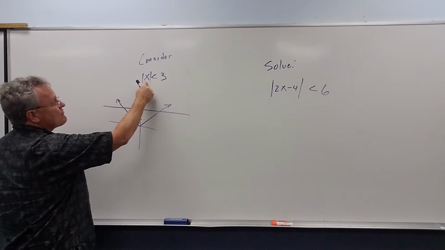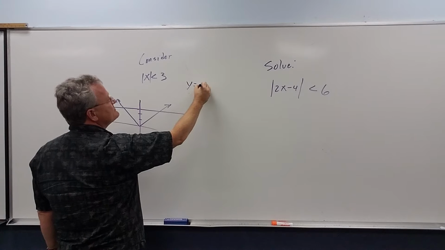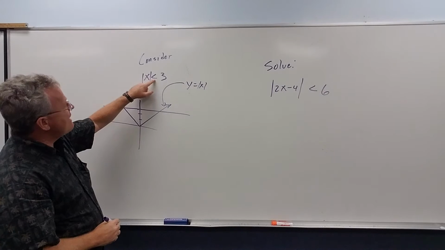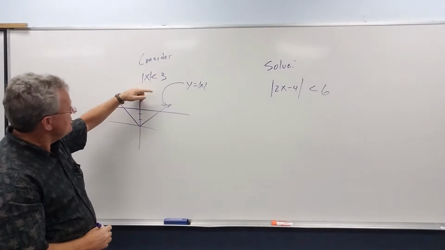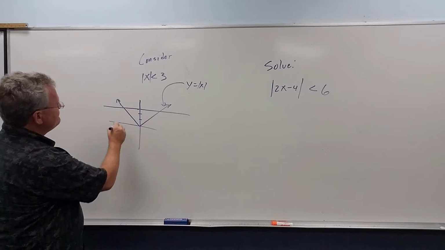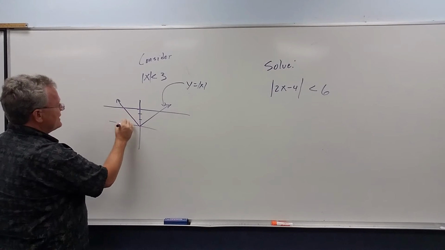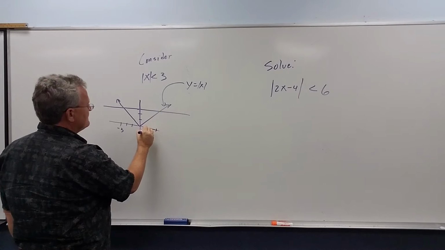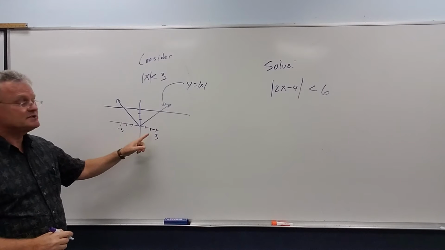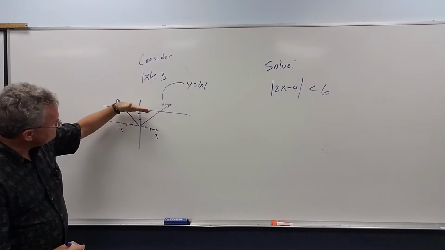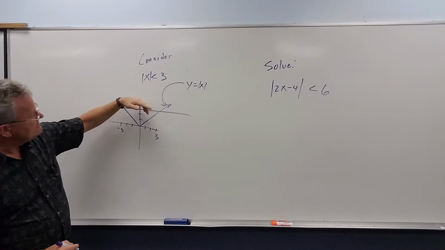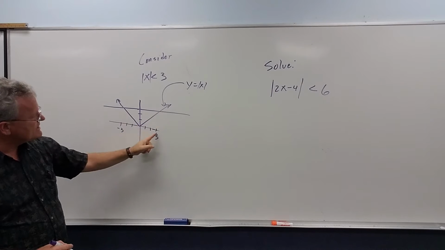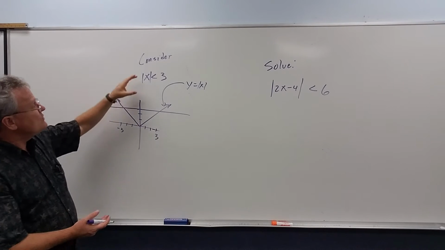Notice the graph of y equals the absolute value of x. That's this graph right here. When is that graph below, less than, 3? Well, this x value is negative 3. This x value is positive 3. The graph is less than 3 when we're between negative 3 and positive 3. Yeah? So what do we do here?